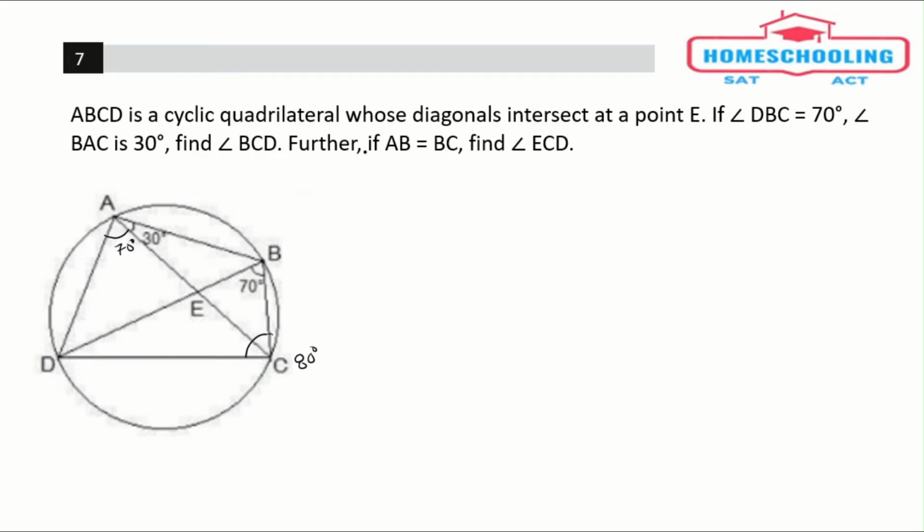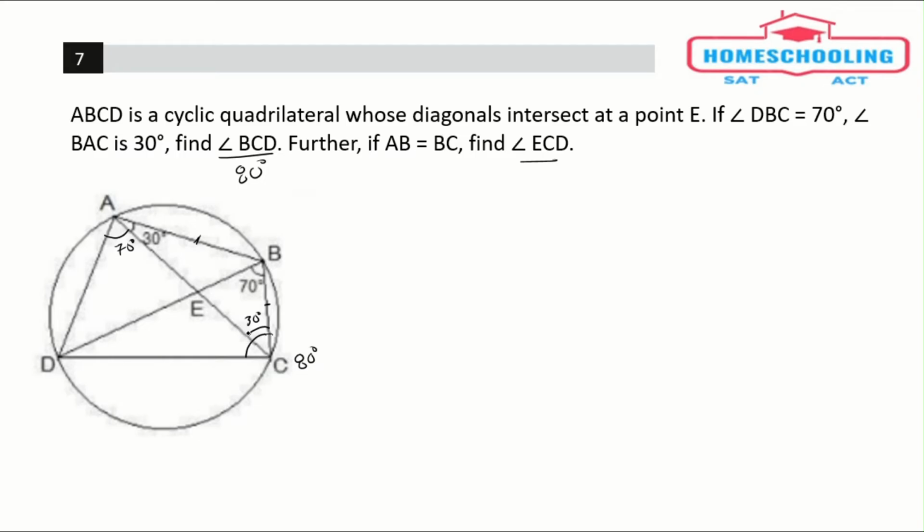Further, if AB is equal to BC, so these two sides are equal, find angle ECD. If this side is equal to this side, then the opposite angles would also be equal. So this angle and this angle would also be 30 degrees. So we have to find angle ECD.